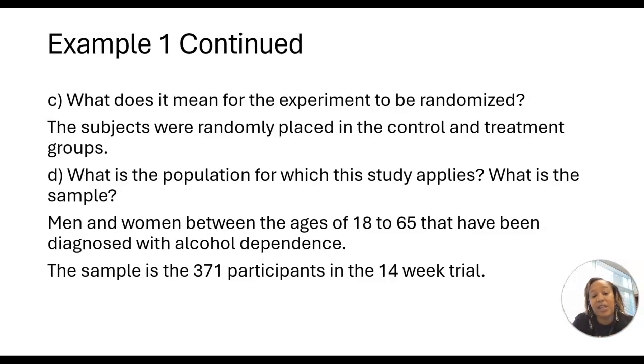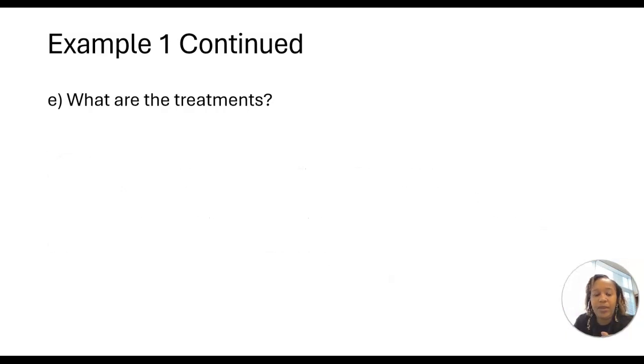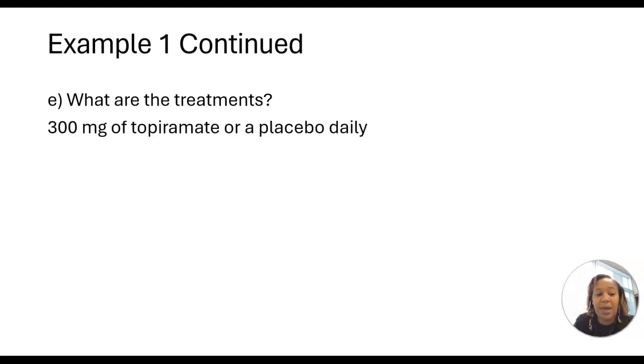Now the sample is the actual 371 participants who participated in the 14-week study. What are the treatments? There are two treatments, and that is the 300 milligrams of topiramate, and the placebo. All right, so they receive those daily, so that's the treatment.